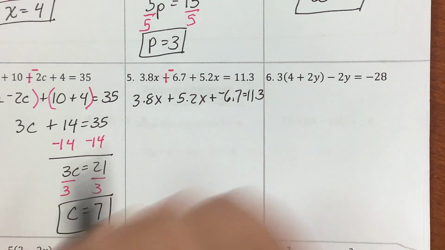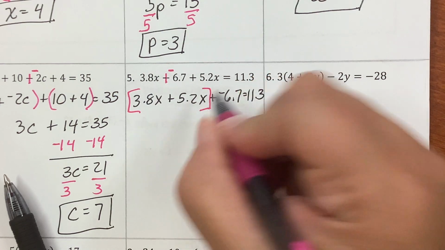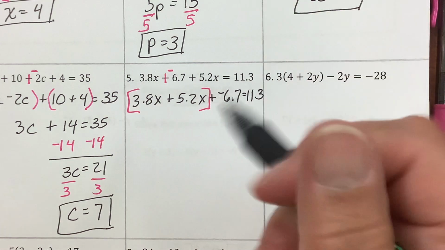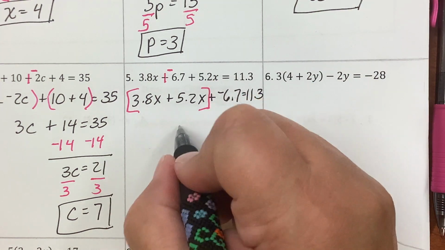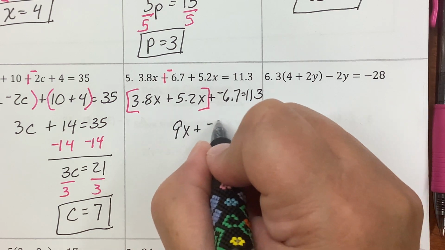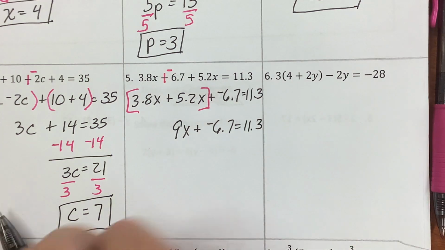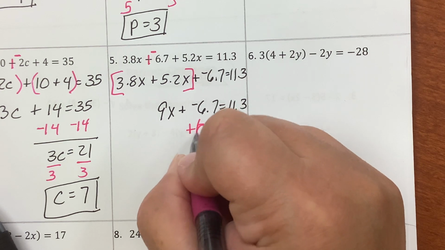Okay. Combine like terms. So I can combine these here. 3 and 8/10 plus 5 and 2/10 is 9. Is it? 3, 5, 8. Yeah, it's 9. 9x plus negative 6 and 7/10 equals 11 and 3/10. I'm going to add 6 and 7/10 to both sides. I'm going to write it correctly.